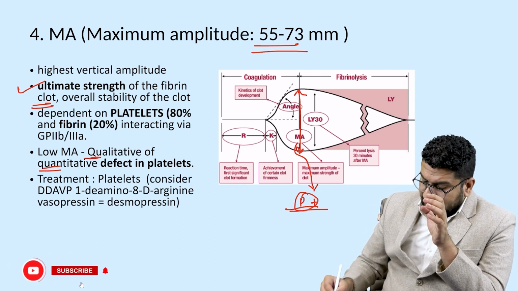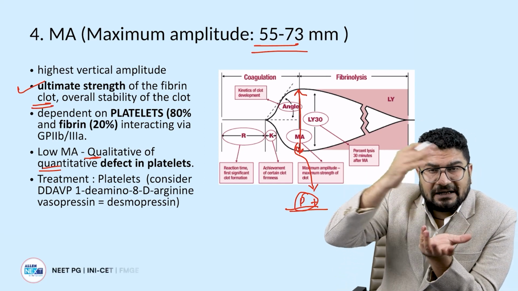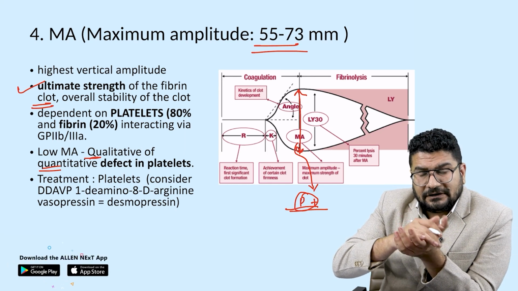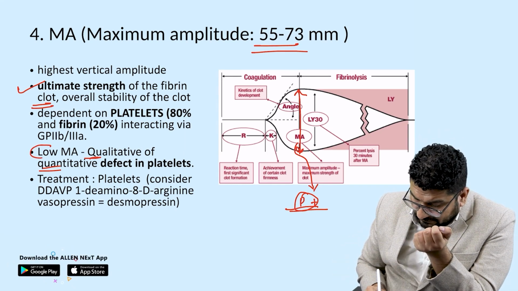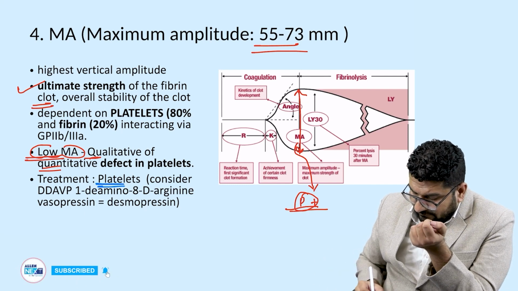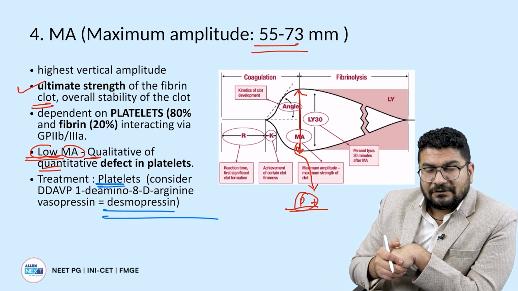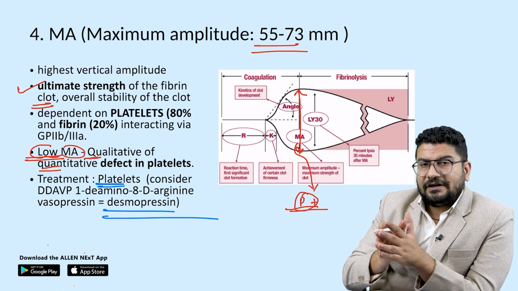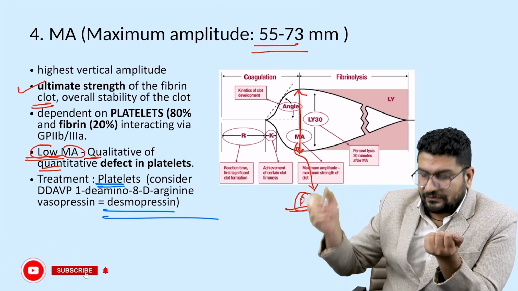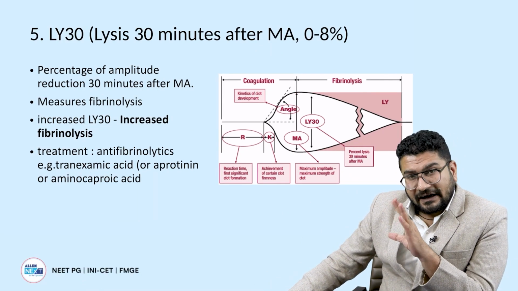Suppose if you see this maximal amplitude अगर ये छोटा आएगा, it means पूरी तरीके से क्लॉट नहीं बना है, अच्छा नहीं बना है. So ऐसे में आप क्या दोगे? If this is low or small in height, in that case how we treat? We give platelet. Platelet के अलावा what else we can use? We can use desmopressin. Clear? Desmopressin actually what it will do? It will push Weibel-Palade bodies to release more and more von Willebrand factor, so that there will be more chance of platelet adhesion. But platelet से अच्छा नहीं होगा. Again platelet will be a better option.